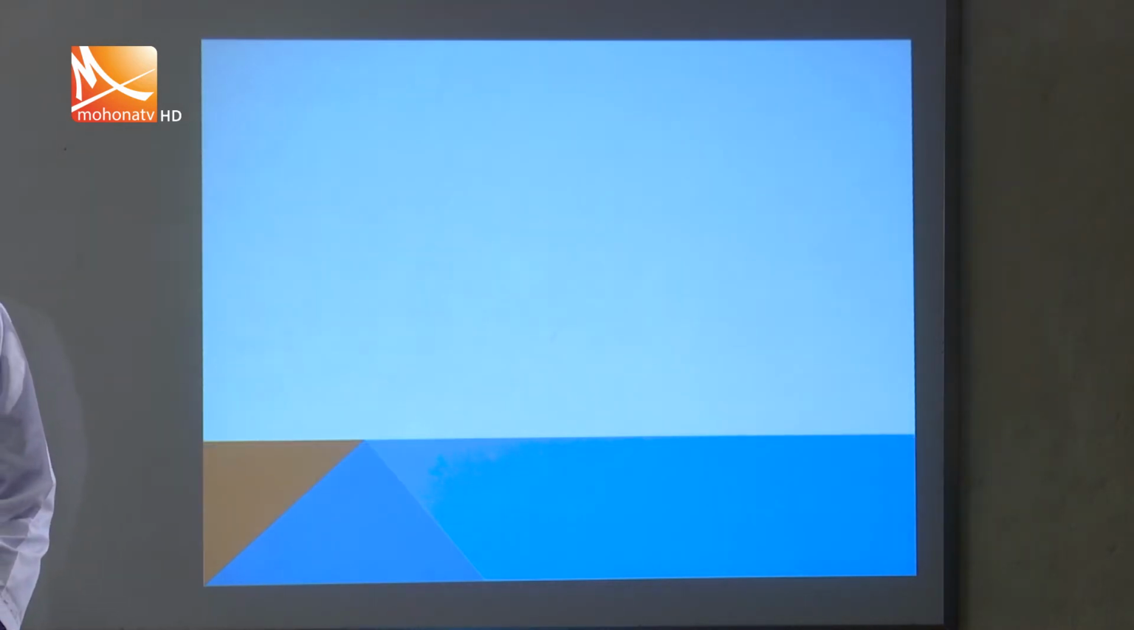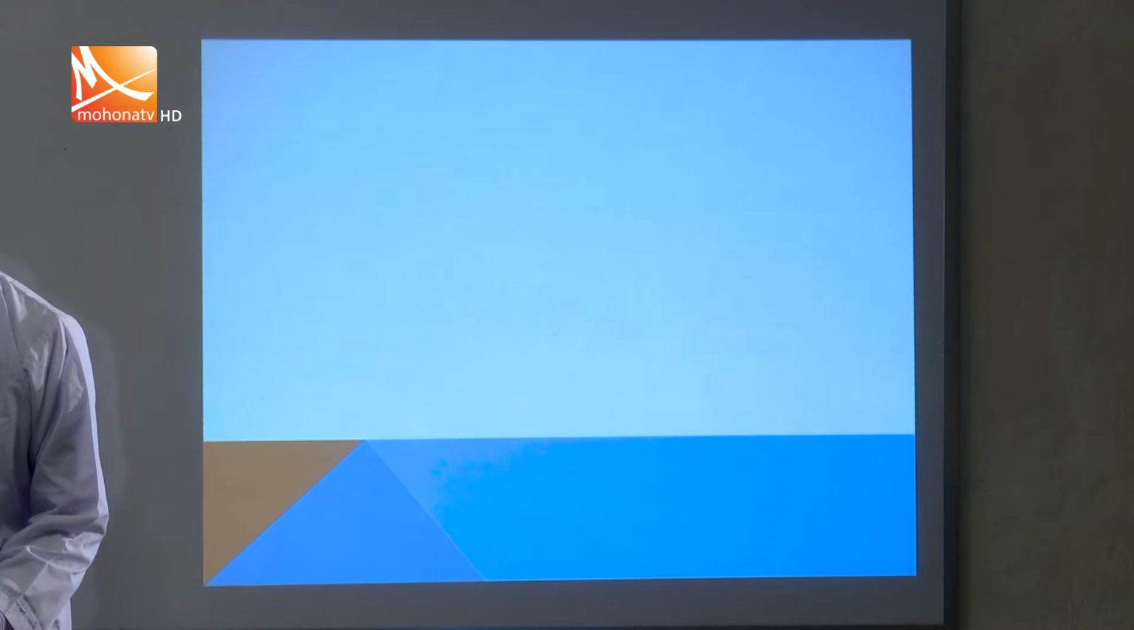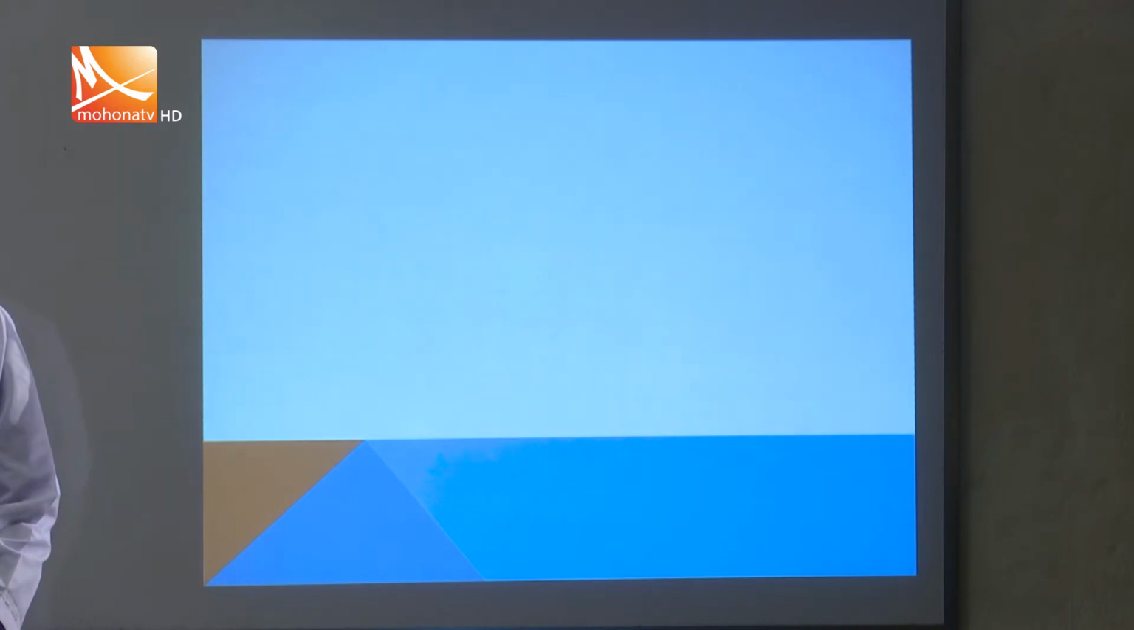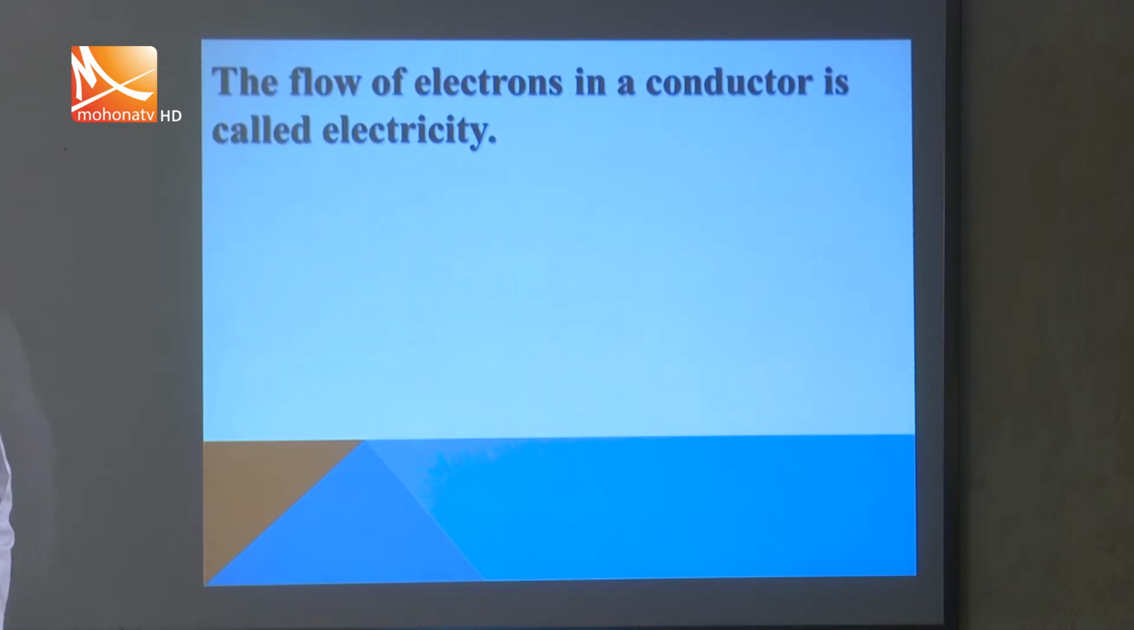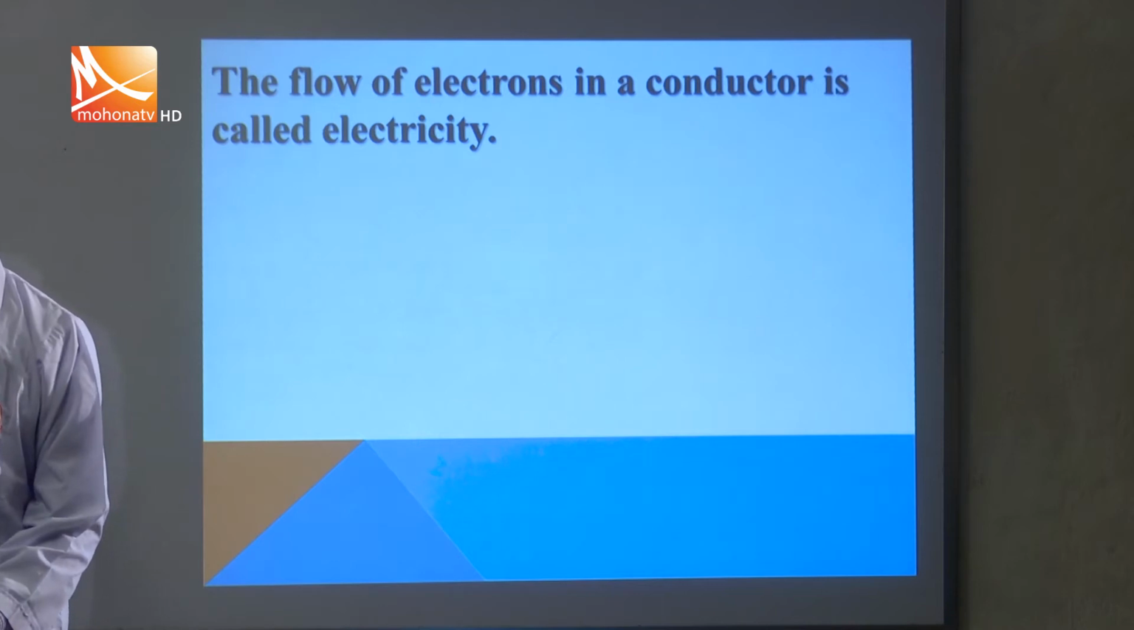So, the name of the chapter is current electricity. I am interested in giving the definition of current electricity. The flow of electrons in a conductor is called electricity or current electricity.